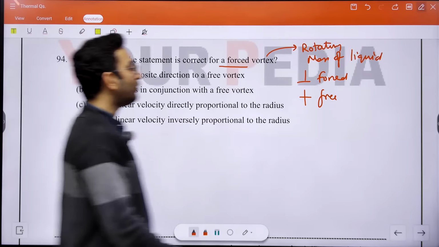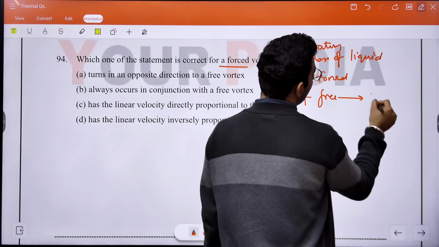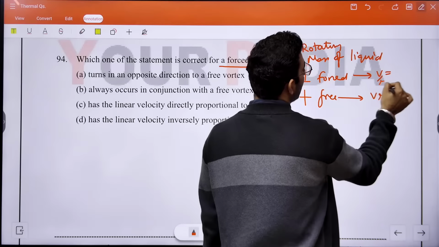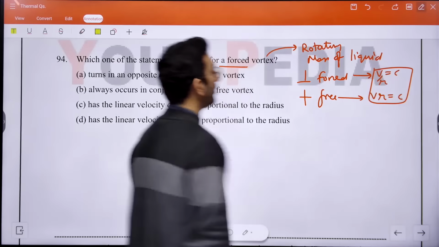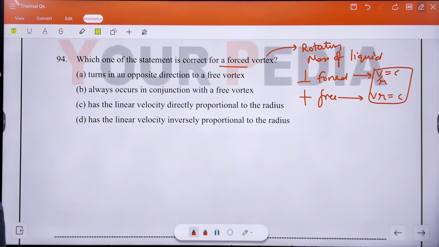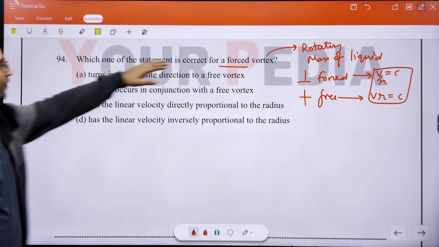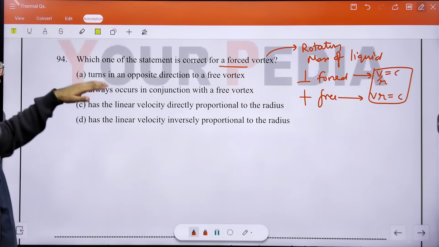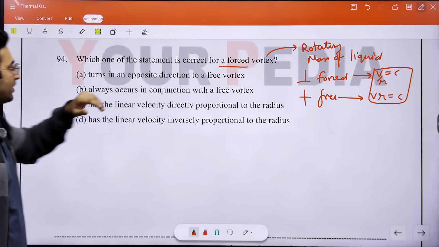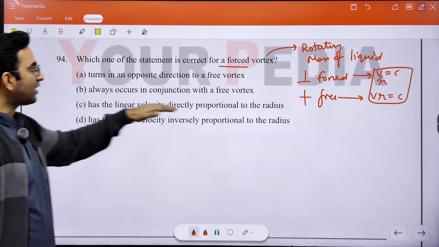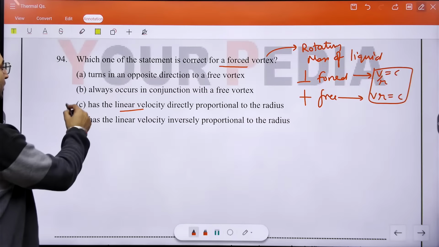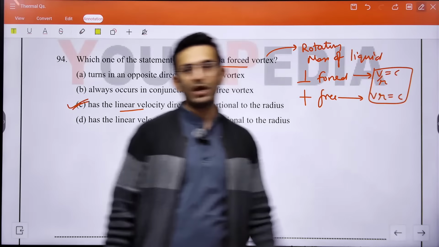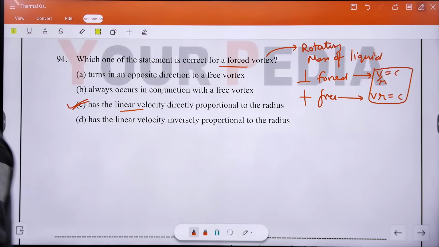So if we talk about the free vortex, we have to understand that V into R is going to remain constant. In the case of forced vortex, V upon R is going to remain constant here. Okay, remember the conditions here. Now, we have to mark the correct statement for a forced vortex. It turns in an opposite direction to a free vortex. It always occurs in conjunction with a free vortex. It has a linear velocity directly proportional to the radius here. So I can mark option C as a correct answer. You can see from this part, V is directly proportional to the R here.